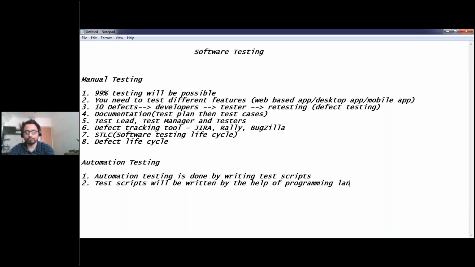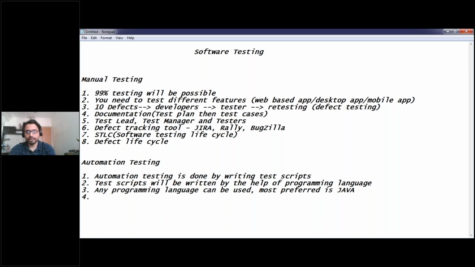By the help of programming language. Third point is any programming language can be used. Okay, most preferred is Java, because Java is a basic language and most of the applications available in the IT are based on Java only. That's why most preferred is Java.